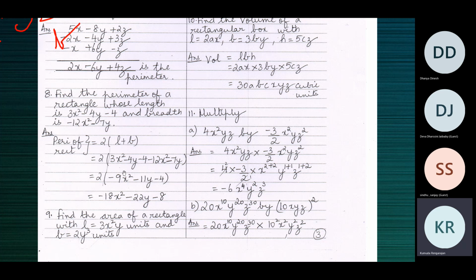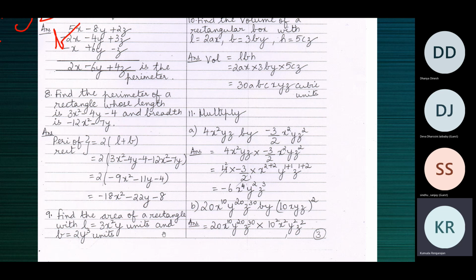We understood how to multiply, children? Multiply every term in the bracket with the 2 outside. Minus 9 into 2, minus 18. Minus 11 into 2, minus 22. Minus 4 into 2 is minus 8. X square and y as it is.